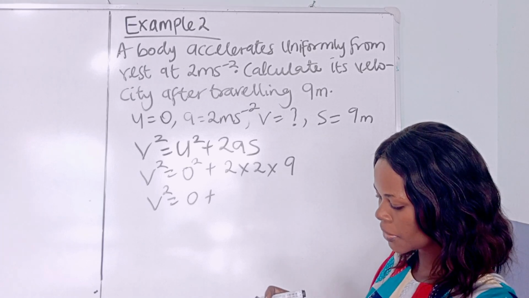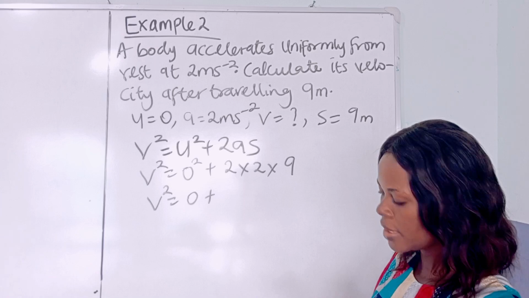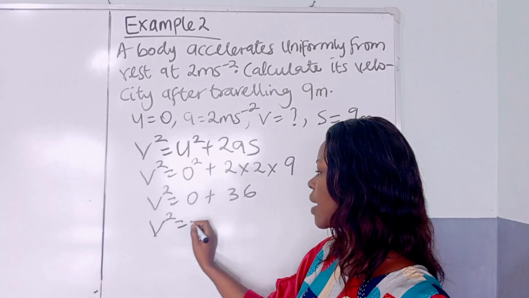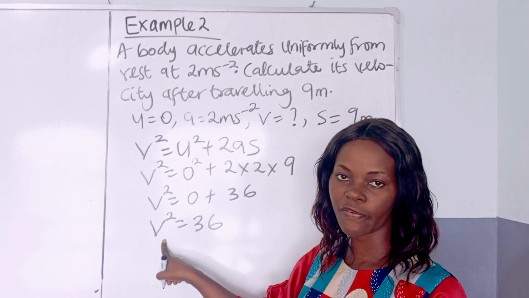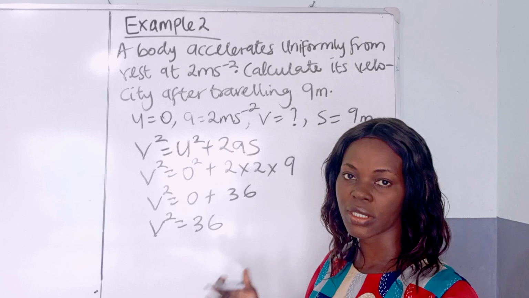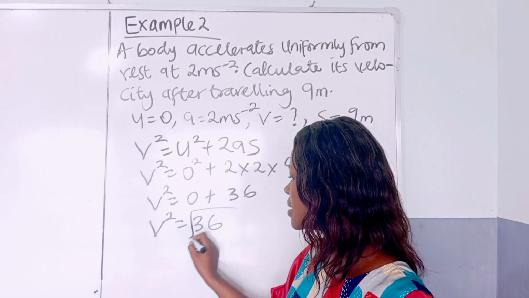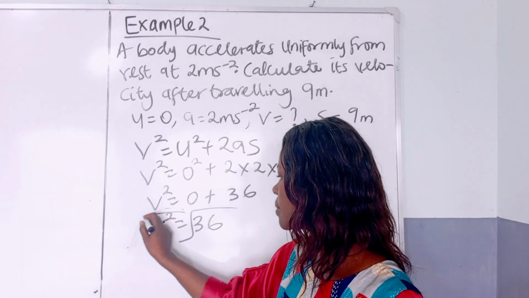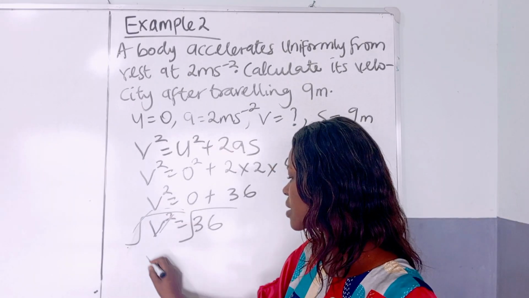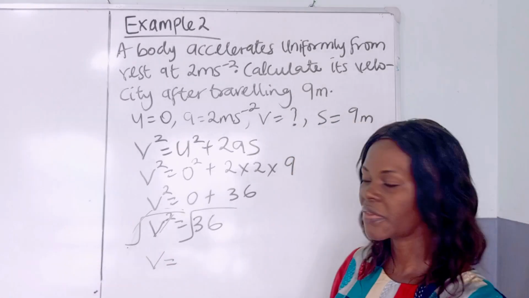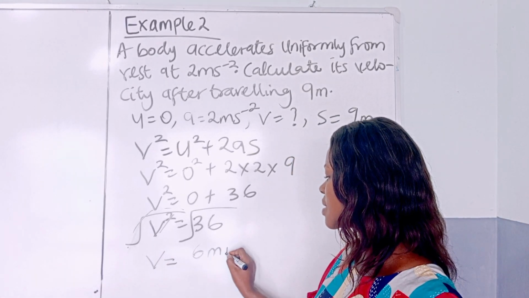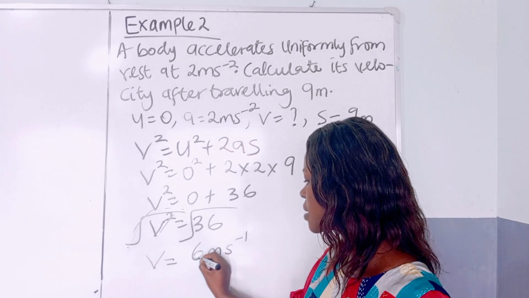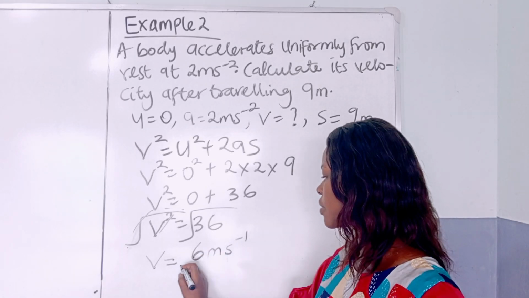So let's work it out. I have 2 times 2 times 9, so I have 36. Okay? So my equation is v squared is equal to 36. Since I'm looking for final velocity, what I'm going to do is take the root of both sides, so that the root cancels the square to give me v. So the root of 36 is going to give me 6 meters per second, right?